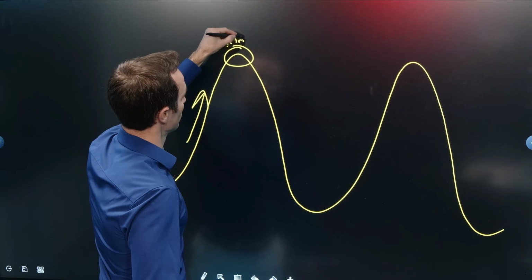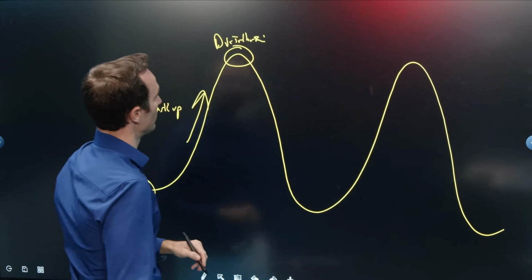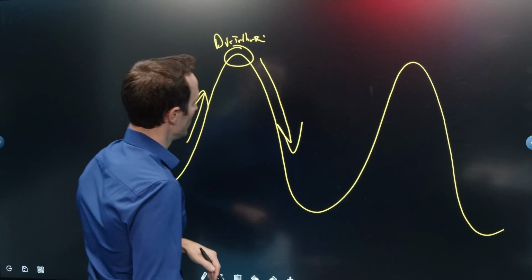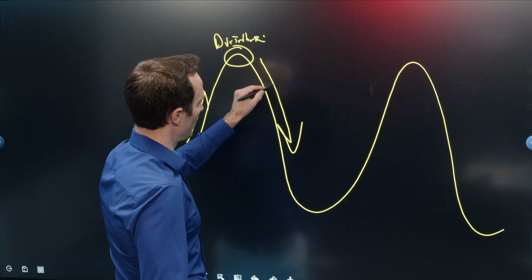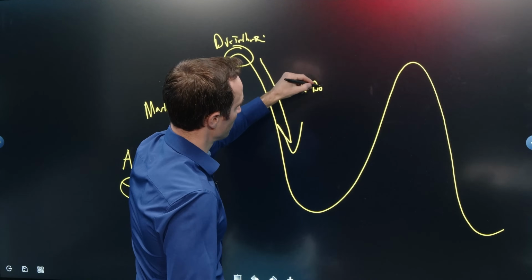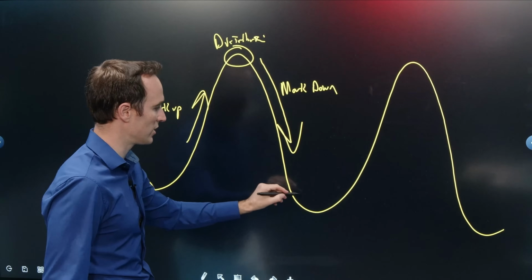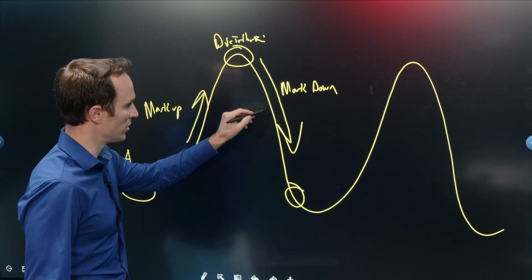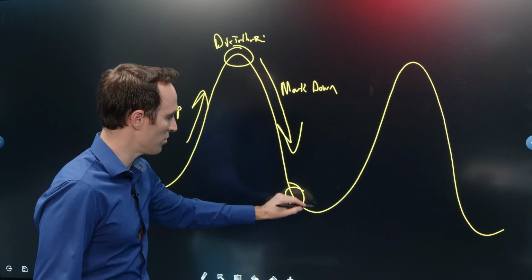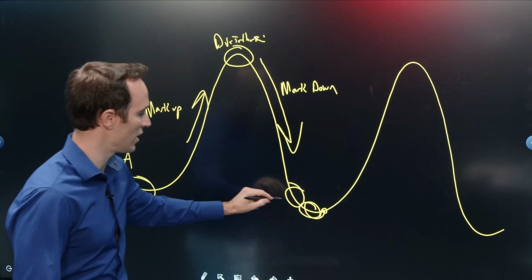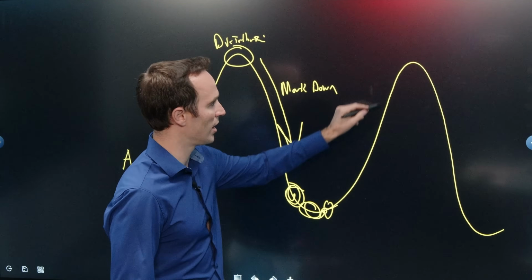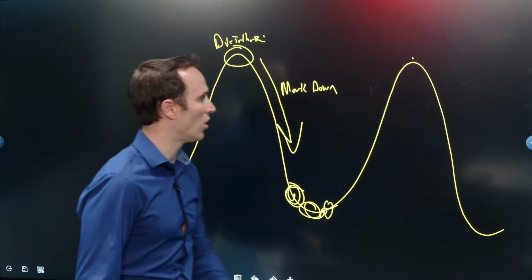And excuse my handwriting, I'm not the best penman. The fourth area is called the markdown phase, and this is where you get capitulation. You get people capitulating here at the bottom. Essentially, smart money is accumulating shares while retail investors capitulate here, then accumulation happens, and then markup, distribution, markdown all over again.